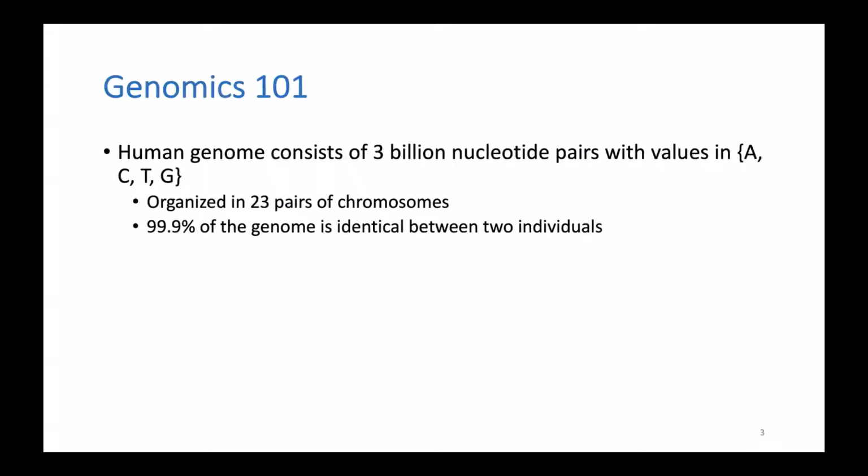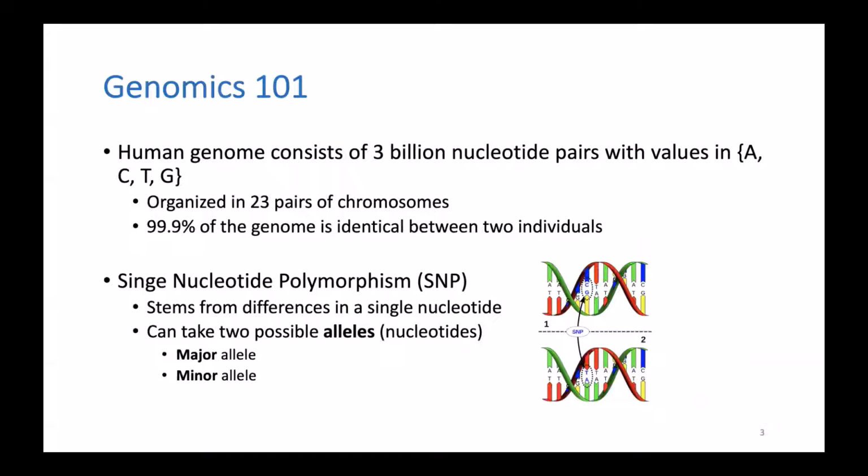Let's first provide some background about genomics. The whole human genome consists of 3 billion pairs of nucleotides. It is organized in 23 pairs of chromosomes, where 99.9% of the genome is identical between any two individuals. SNPs are the most common genetic variation, which stems from differences in single nucleotides. In the vast majority of cases, a SNP is biallelic. In other words, it can take two possible alleles, major allele and minor allele.